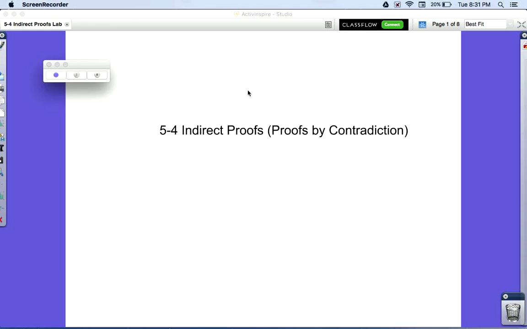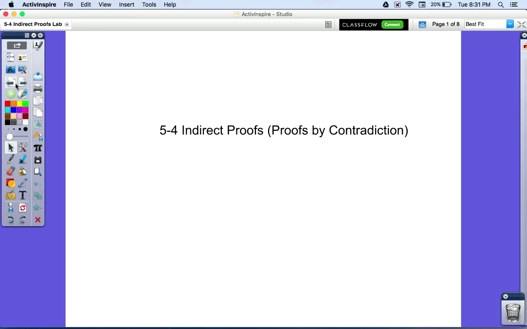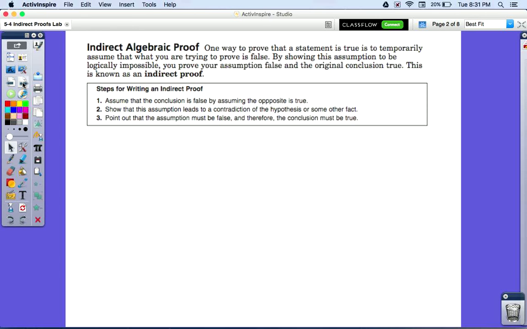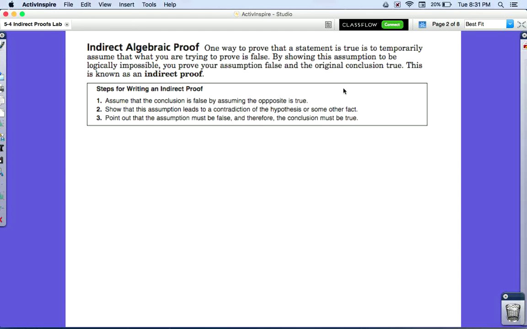This is lesson 5.4, which is over indirect proofs or proofs by contradiction. For starters, one way to prove that a statement is true is to temporarily assume that we're trying to prove that it is false. By showing this assumption to be logically impossible, we prove our assumption false and that the original conclusion is true. This is known as an indirect proof.